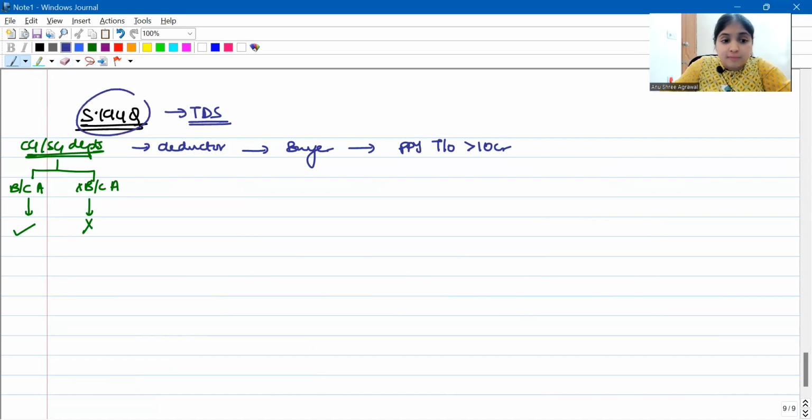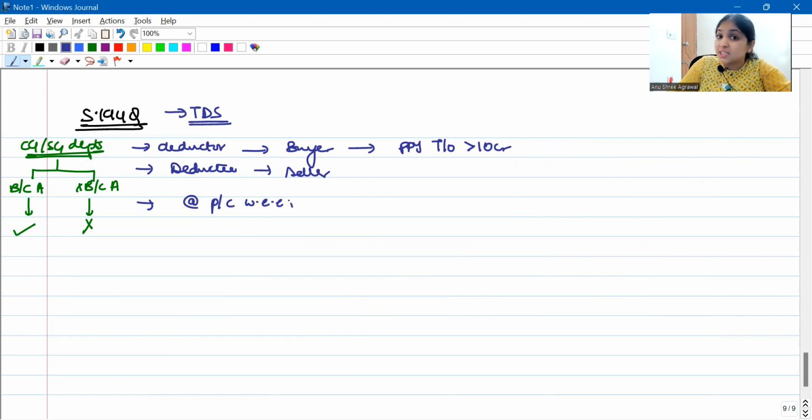So point number 1, under 194Q, the deductor should be a buyer whose preceding previous year turnover is more than 10 crore. Then point number 2, who is a deductee over here? From whom are we deducting tax? Obviously from the seller. Okay, then when are we going to deduct tax? At the time of payment or credit, whichever is earlier. In 206C(1H), we said at the time of receipt of consideration. This is ulta, payment or credit, whichever is earlier.